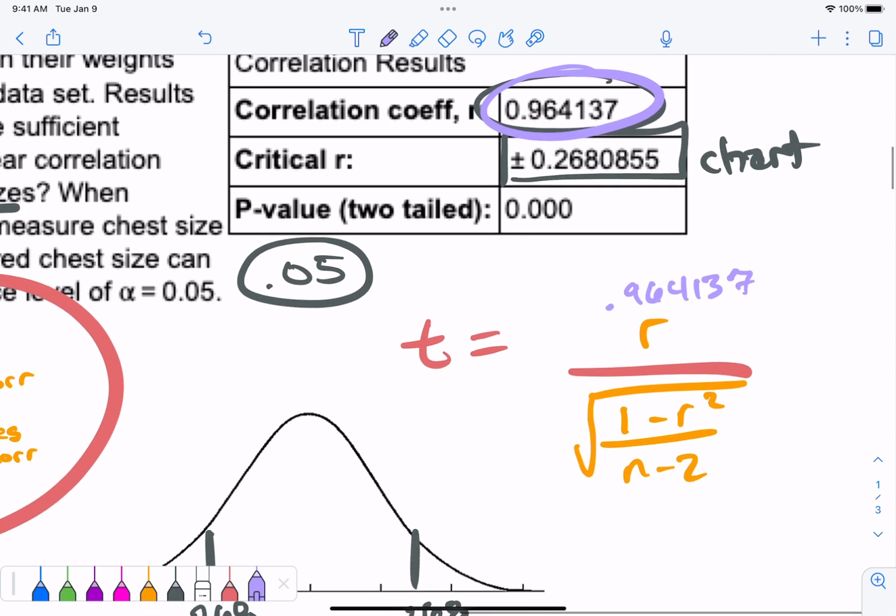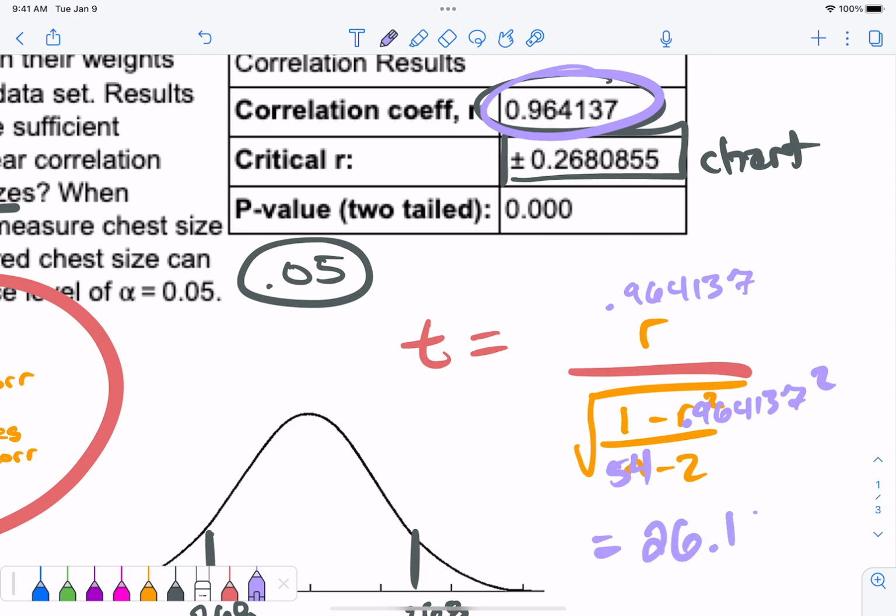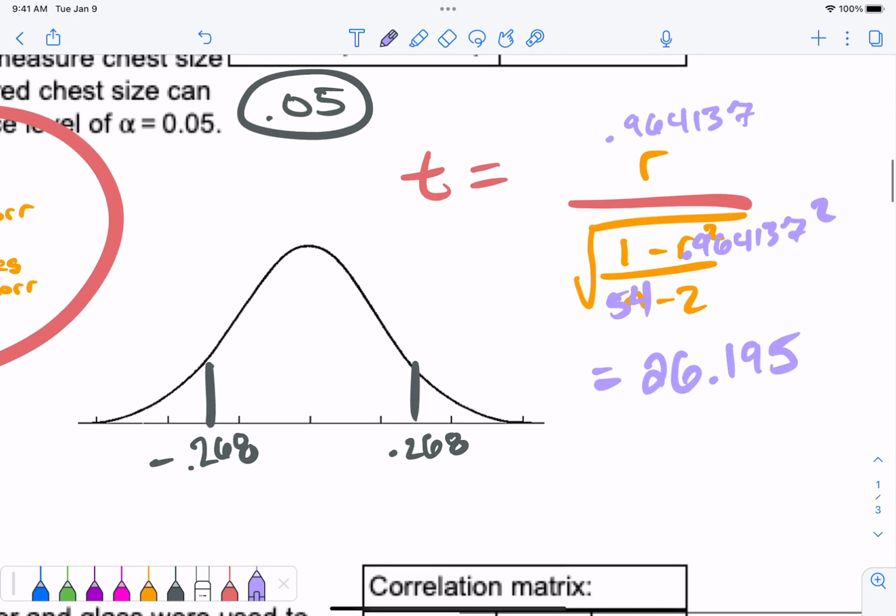Then we go down, 0.964137 squared, and then N, what was the N again? 54. When you calculate all that, what do you get for a T value? 26.195. Holy cow, 26.195. That's a huge value of T. Where does it live? All the way over there, right? All the way over there.